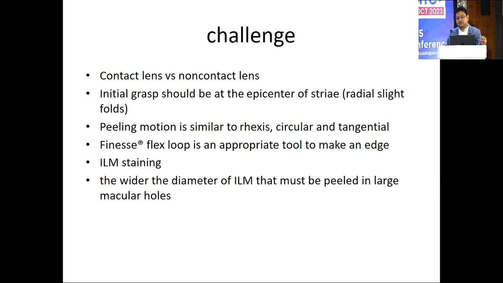So what is the challenge? Contact lens versus non-contact lenses. The initial grasp will be at the epicenter of the striae. The peeling motion is similar to a rhexis, circular and tangential. With the help of the newer Sarskin forceps, we can avoid flap loops and other loops, so that we can remove the ILM and feel the ILM while removing it.